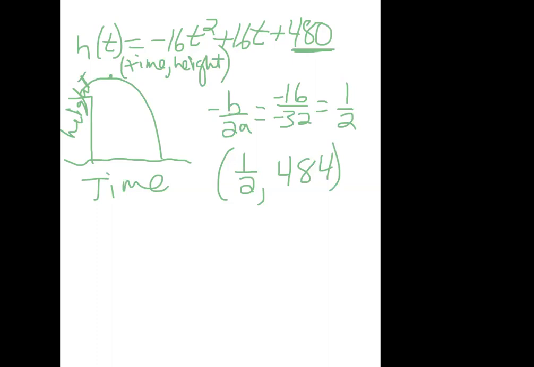Okay, but anyway, my answer to part A comes from where? The x coordinate of the vertex. So it took him half of a second. And then part B, you already have the answer to. It's asking you what was the highest point that he reached. That's the y coordinate of the vertex. So that's going to be 484 feet.